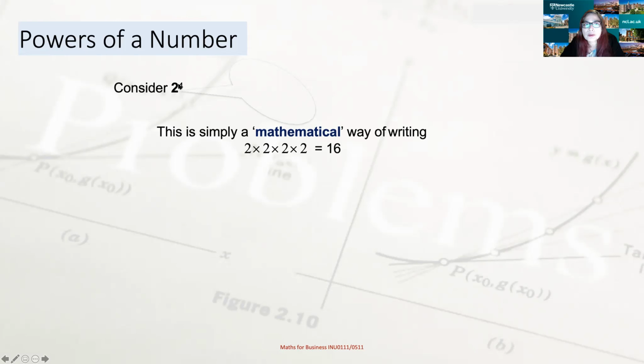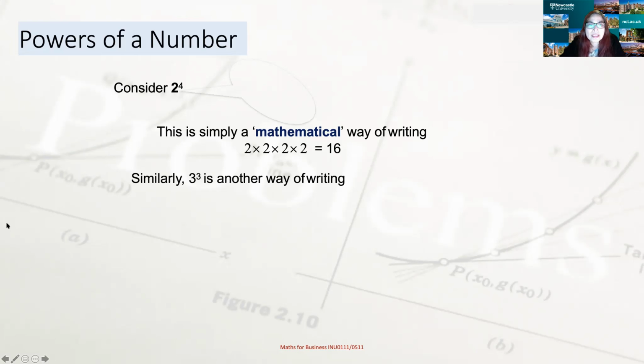So consider 2 to the power of 4. What does it mean? You are using the power just for a simple reason. You just want to represent 2 times 2 times 2 times 2, which is equal to 16, in a simple form. That's why you use the power. So 2 to the power of 4 is a simple way of writing 2 times 2 times 2 times 2. This is repeated multiplication.